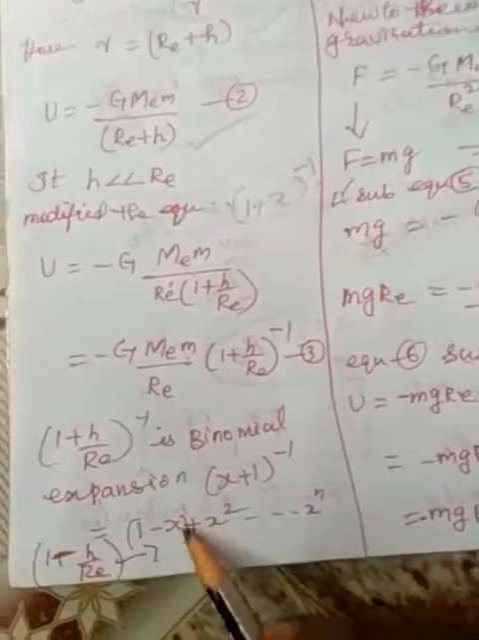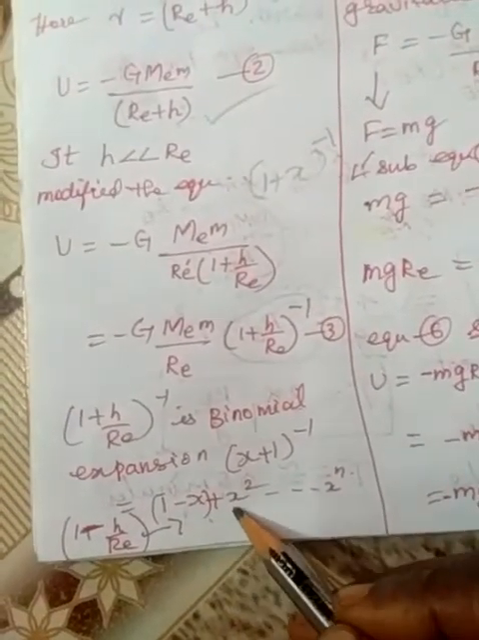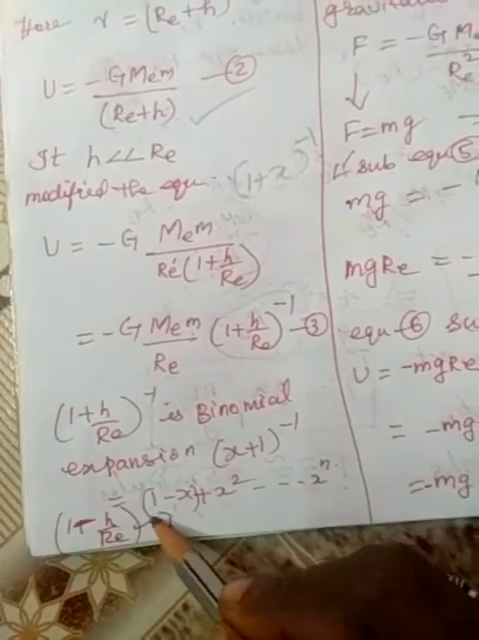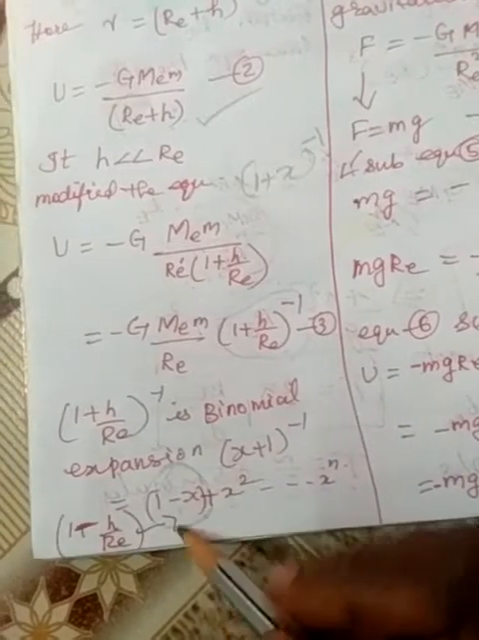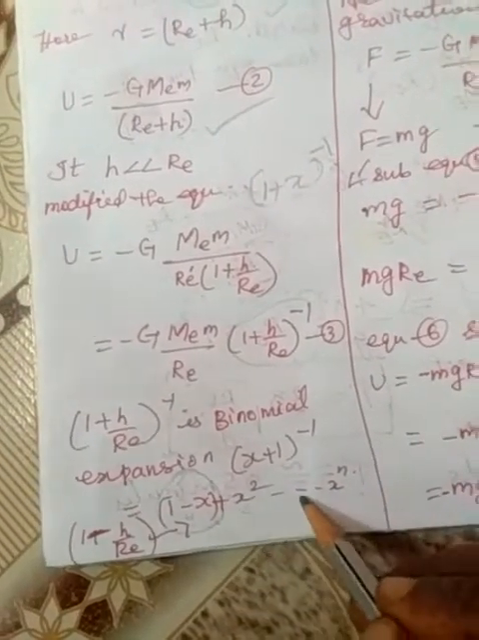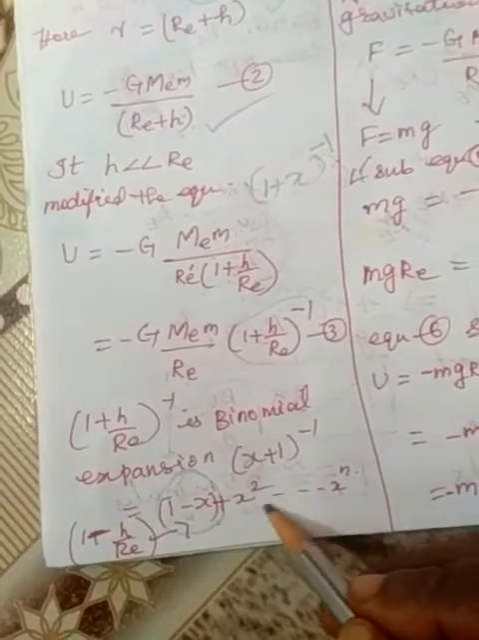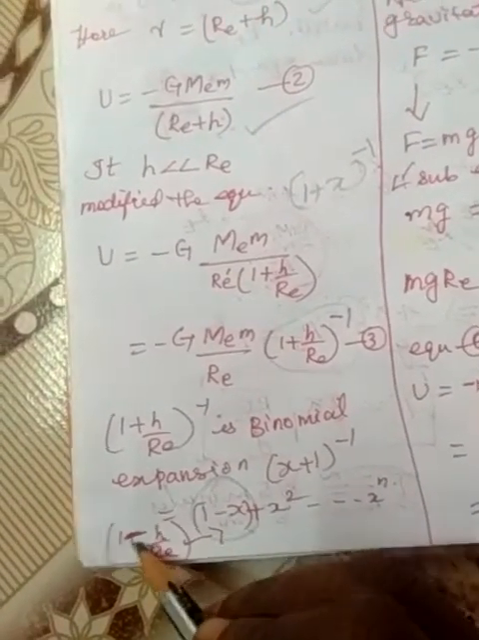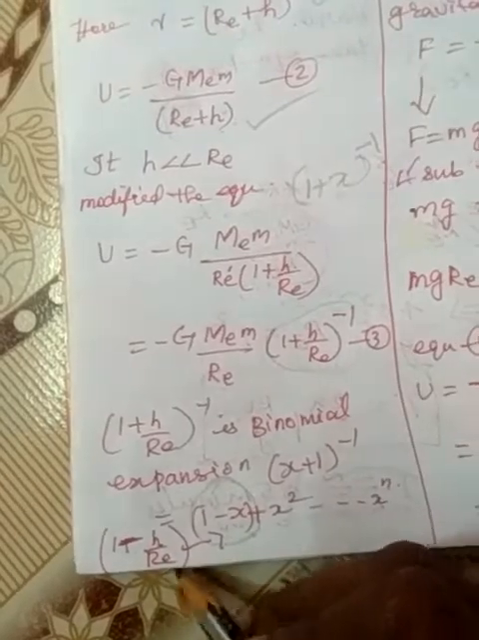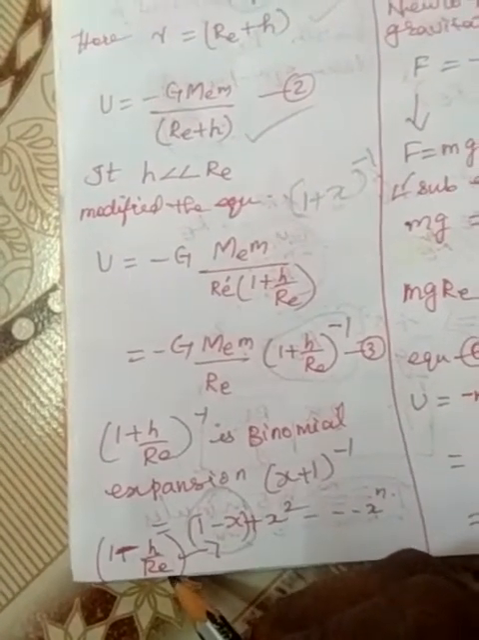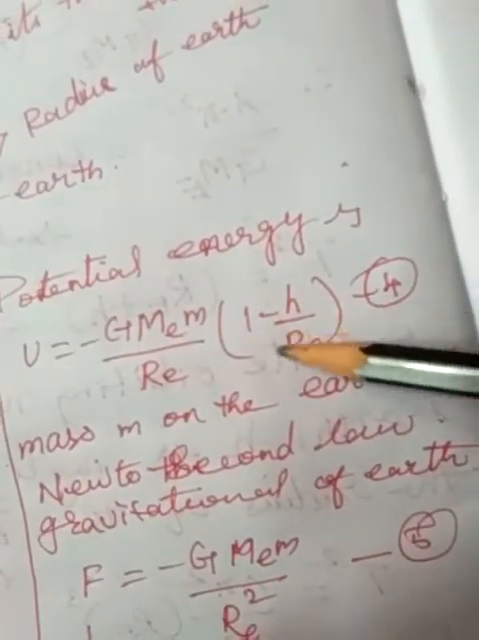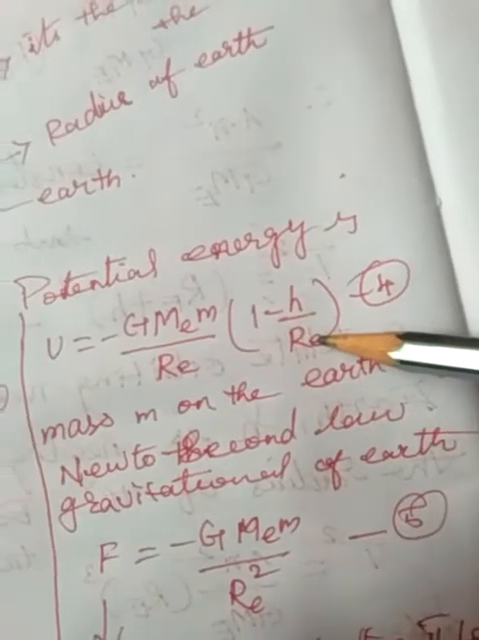So that formula I have written here: (1 plus x) to the power of n. I am using the first value, since the higher-order values are very small, so I neglected them. The first value is written as 1 minus h by R_E, where R_E is the radius of the earth. That I have written here. Next, I substitute 1 minus h by R_E in the formula.